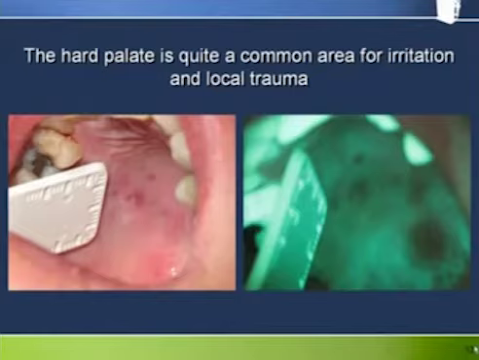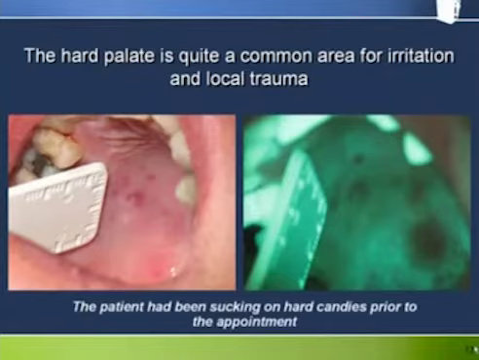This is an example on the hard palate of inflammation, quite a common area for irritation and local trauma. In this case, the dark areas under VELscope correspond to the irritated and sore-looking areas under white light. As it turns out, the patient had been sucking on hard candies before coming to the dentist. This is a good example, albeit a trivial one, of the importance of patient history in trying to understand the nature of soft tissue abnormalities in the mouth. The soreness and inflammation and resultant dramatic appearance under VELscope have an obvious explanation.